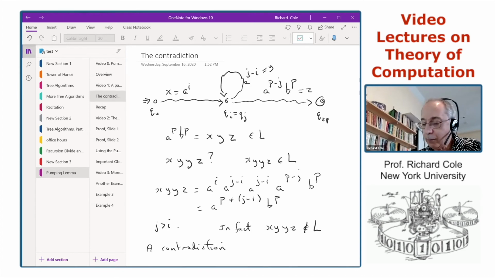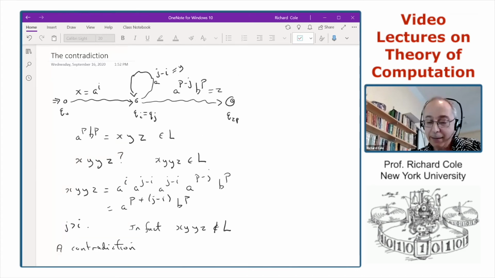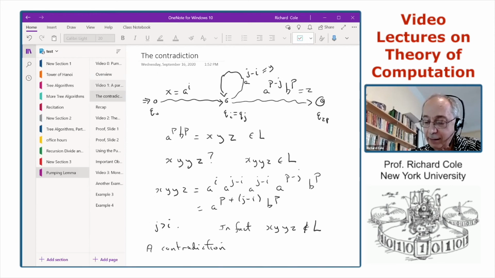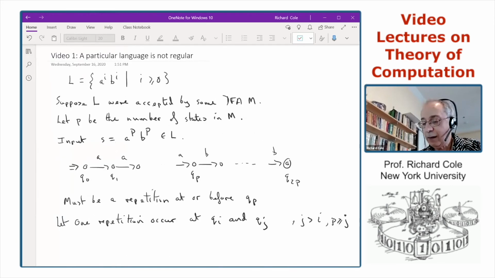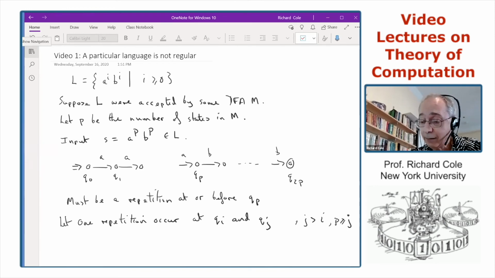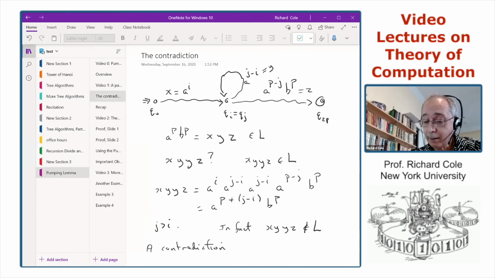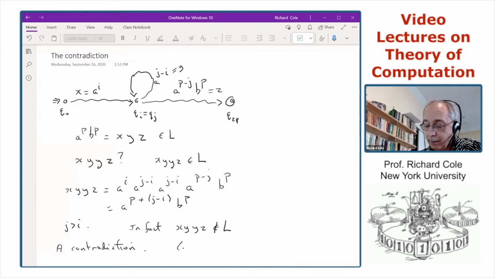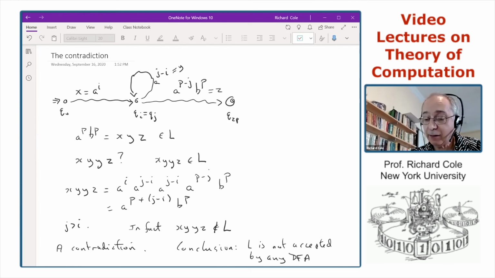And what was our assumption? If we look back at the previous slide, what we see is we assumed that L was accepted by some DFA M. And so that assumption must be incorrect. So we can conclude, our conclusion is that L is not accepted by any DFA. In other words, L is not regular.